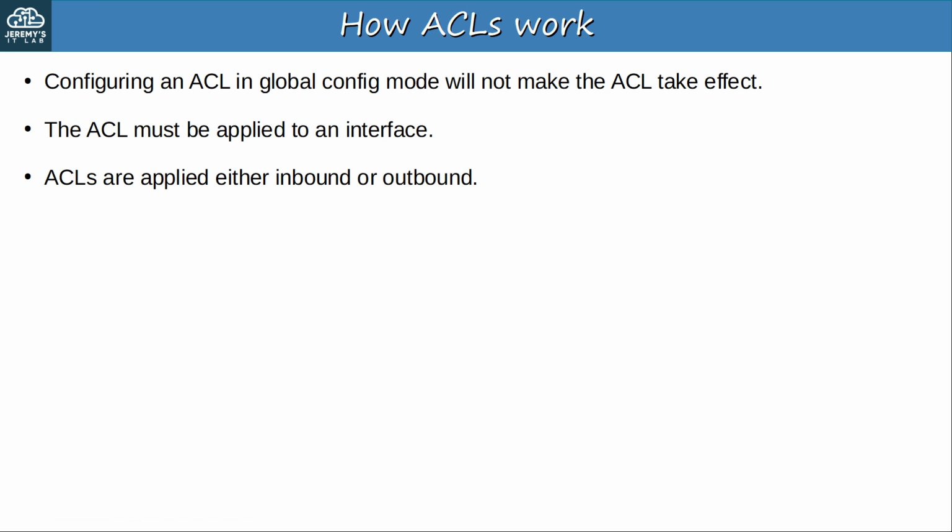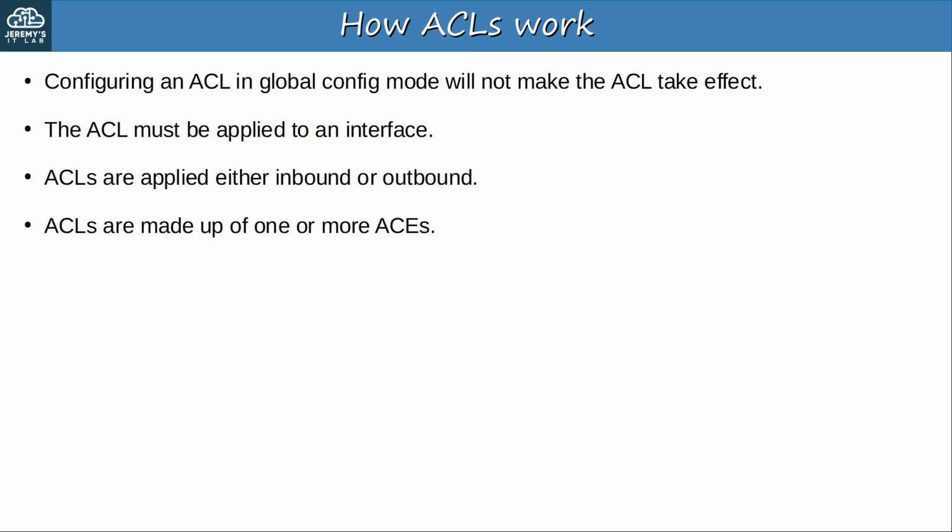I hope that demonstration helped you understand what an ACL is and how they work. If you're still a little confused, don't worry. Let me explain a little more about some of the things I just mentioned. So, ACLs are configured in global config mode, but then you must apply it to an interface. When applying it to an interface, you specify a direction. This tells the router to either check packets that enter the interface or check packets that exit the interface.